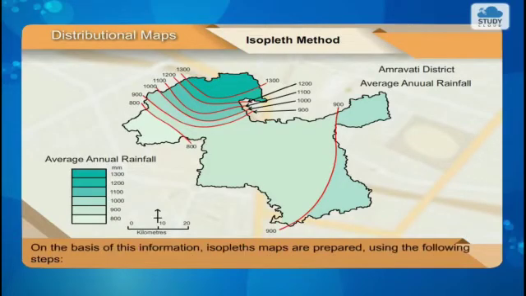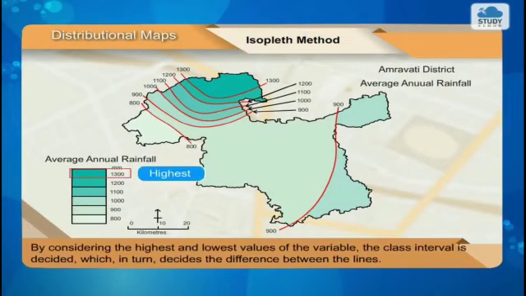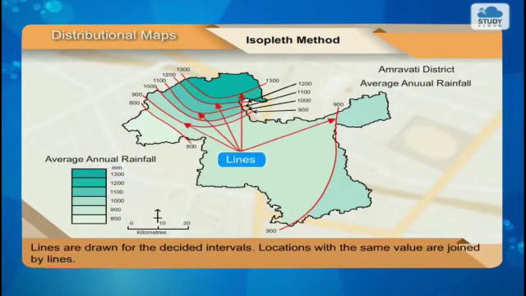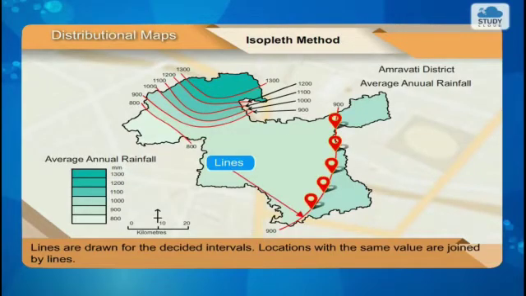On the basis of this information, isopleth maps are prepared using the following steps. By considering the highest and lowest values of the variable, the class interval is decided, which in turn decides the difference between the lines. Lines are drawn for the decided intervals. Locations with the same value are joined by lines.